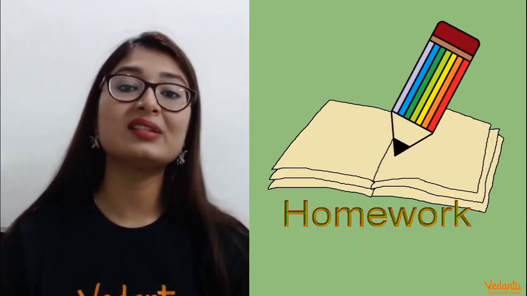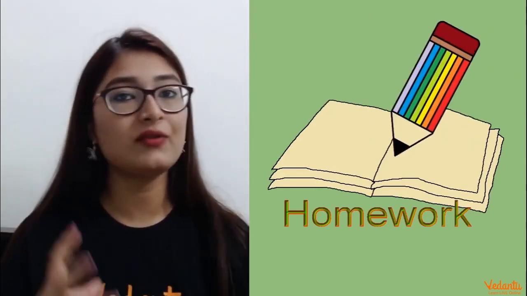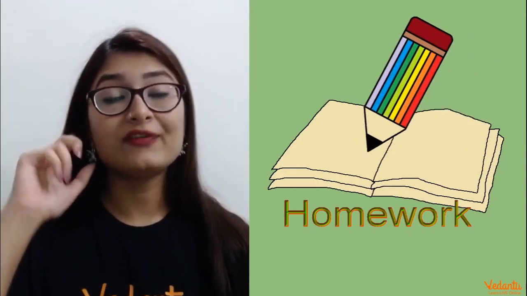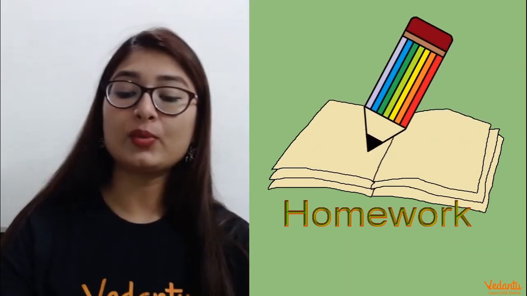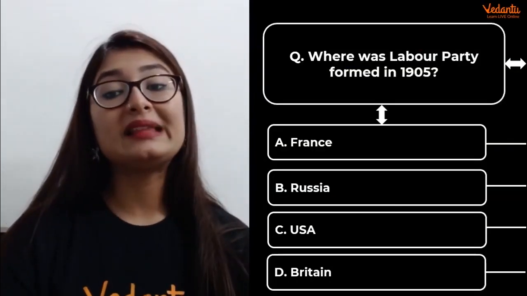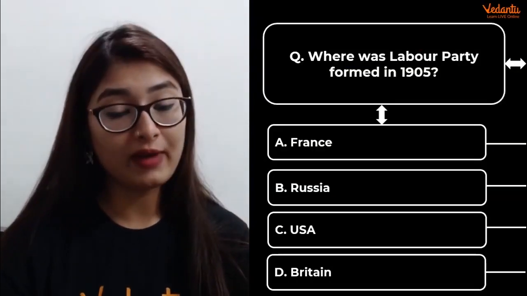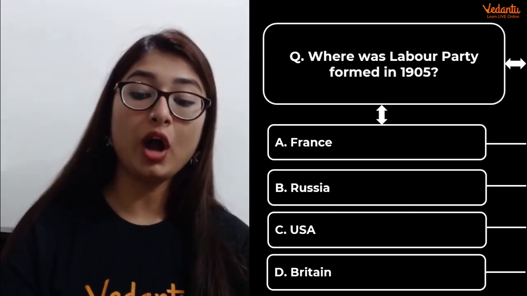In the next session we will see what else happens. Something very interesting and very life-changing kind of thing happens next. Let's quickly look at the homework question. Where was the Labour Party formed in 1905? France, Russia, USA or Britain?